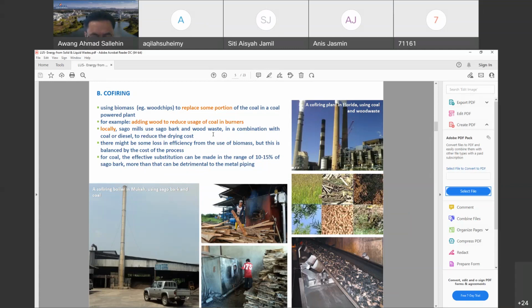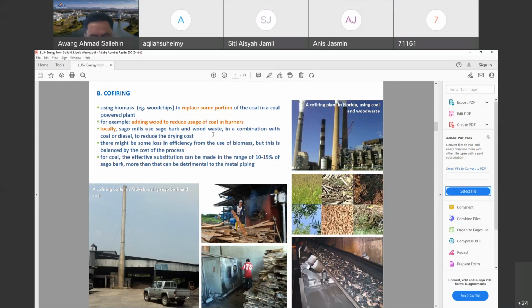So this will help in cutting down the drying cost, because for sago processing you need to dry the wet sago flour, so it requires the use of heat. This is where the sago bark, trunk, or wood waste is used together with the coal and also the diesel fuel to generate heat, to heat up the sago flour to get it dry. That will help reduce the cost of the drying process.